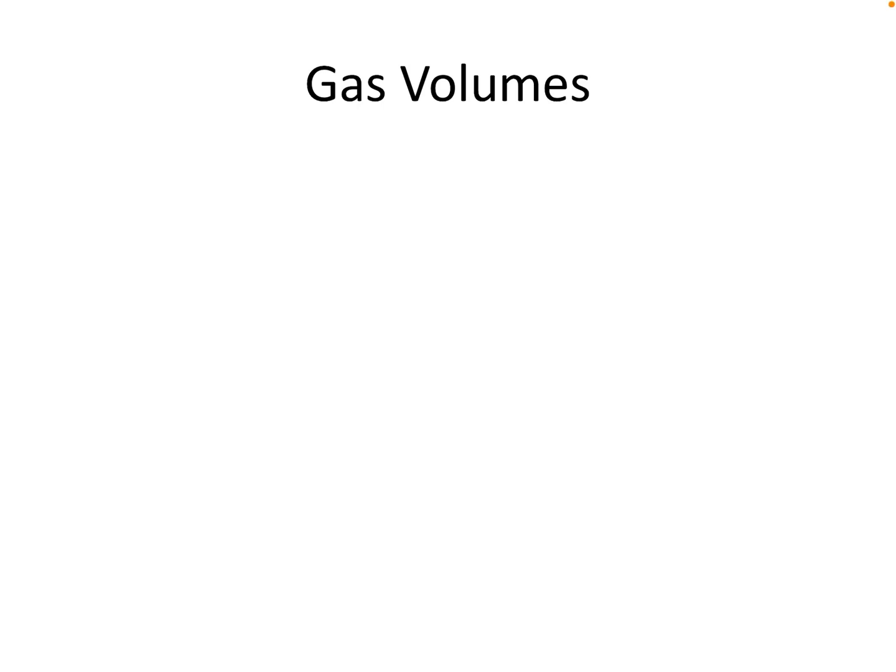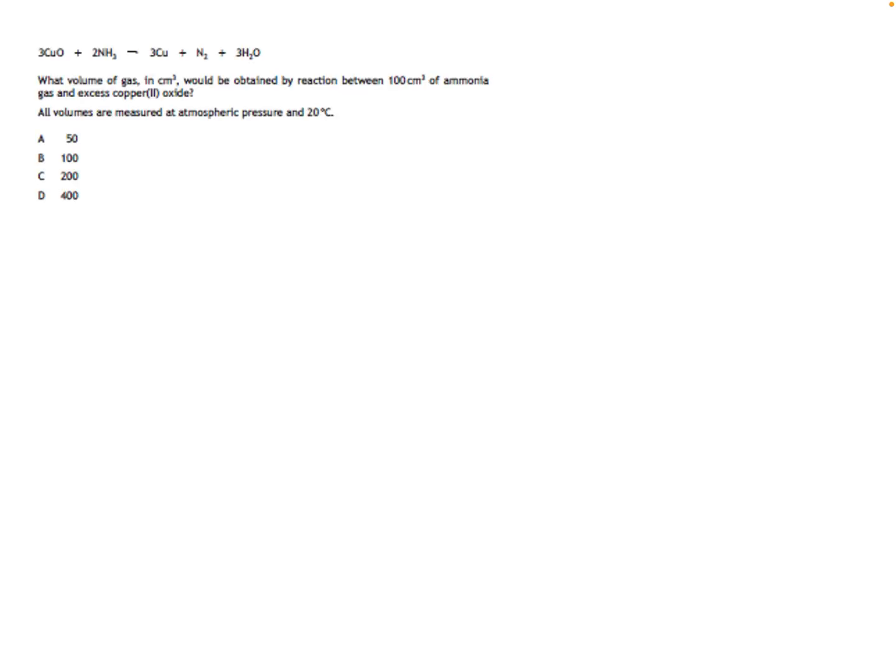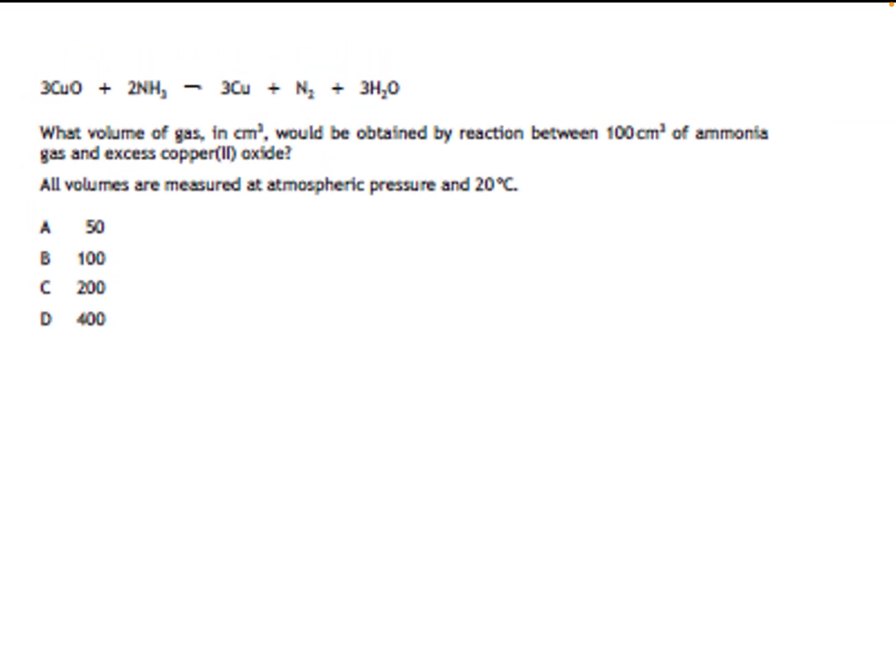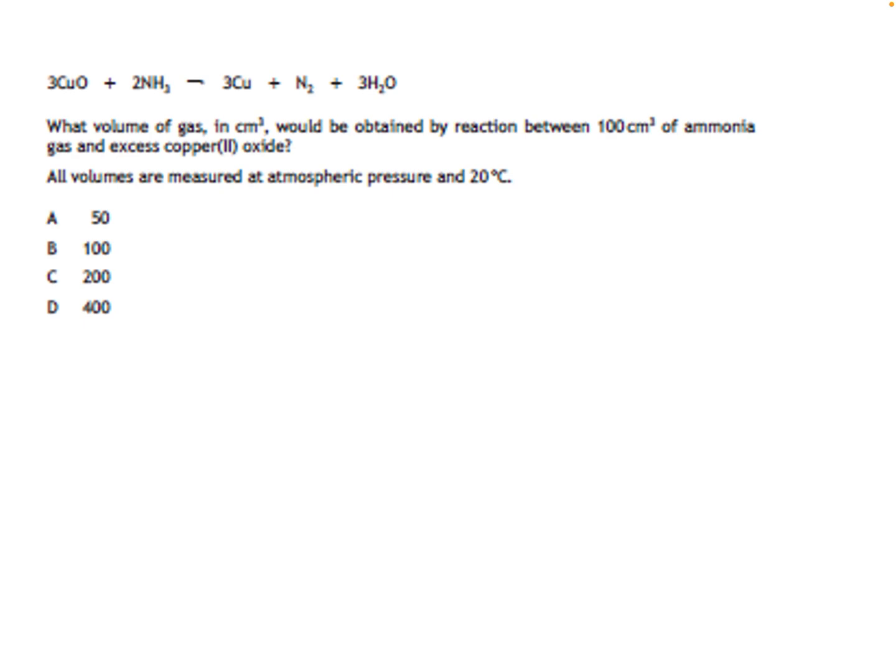Let's now look at some gas volume questions, and we can use what we know from the other calculations to help us here. So we have a reaction between copper oxide and ammonia, and that produces copper, nitrogen and water. Now let's work out what the gases are here.